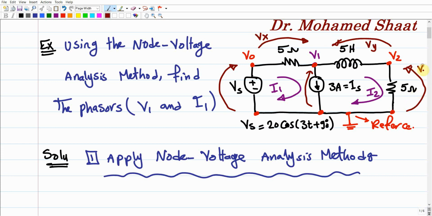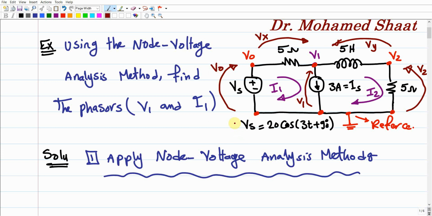And definitely this is going to be V2, because this should be V2 negative V0, moving from 0 going to 2. So it's going to be V2 negative V0, and V0 is just a 0 reference, or a 0 voltage. So definitely this is going to be V2. And this is going to be V1. The voltage here is going to be V1, and the voltage here is going to be V0 already.